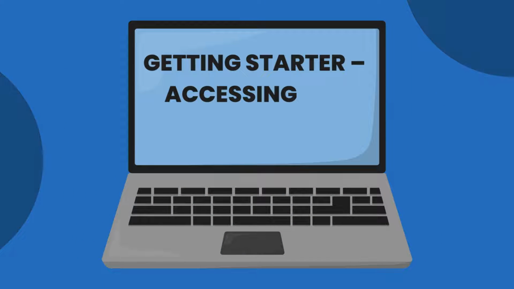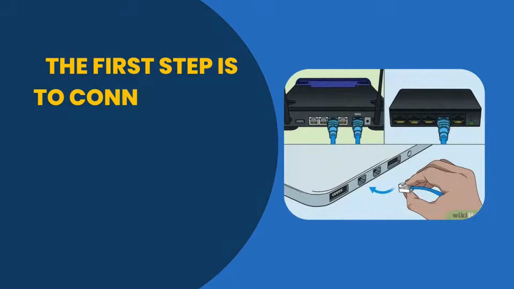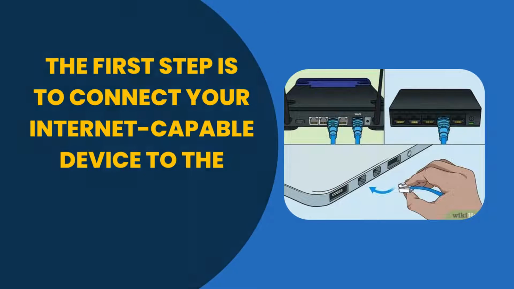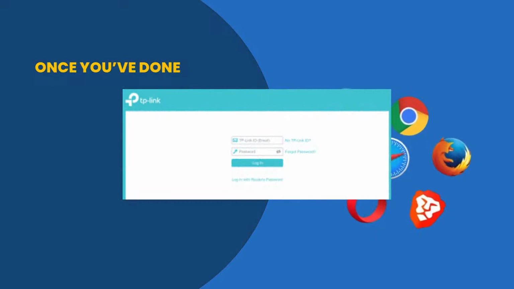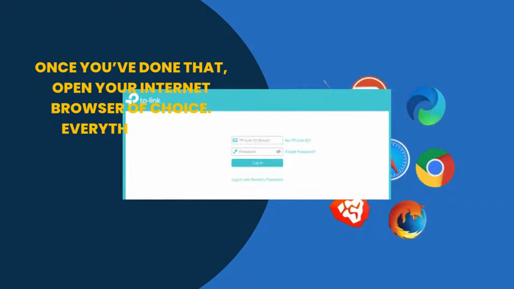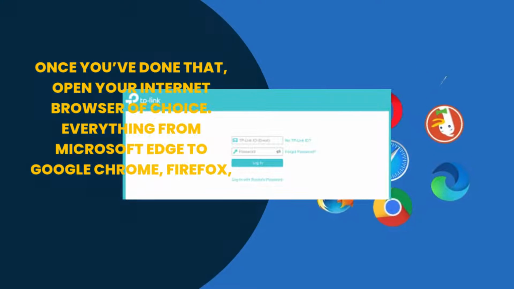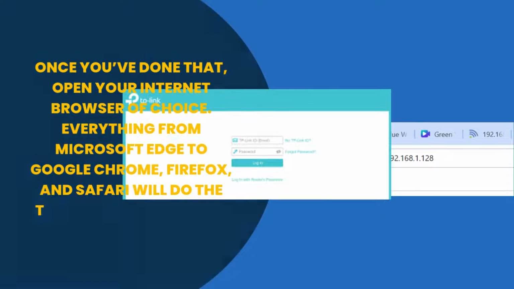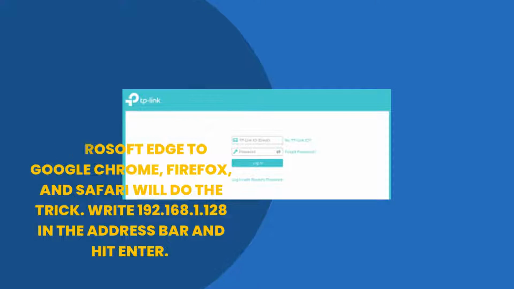Getting started, accessing the admin panel. The first step is to connect your internet-capable device to the router's network. Once you've done that, open your internet browser of choice. Everything from Microsoft Edge to Google Chrome, Firefox, and Safari will do the trick. Write 192.168.1.128 in the address bar and hit enter.